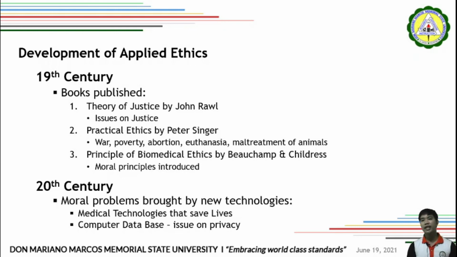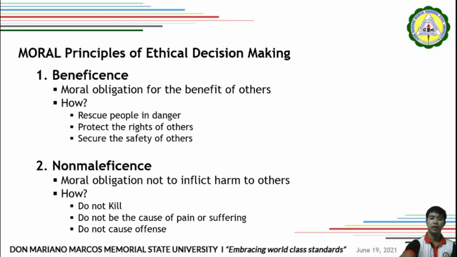And then, suddenly, marami ng mga philosophies, marami ng mga ideas na lumalabas in response to the moral problems brought by different aspects or concepts like mga technologies, etc. So, there are moral principles of ethical decision making. Paano ba tayo mag-decide or paano ba tayo mag-iisip para maging ethical yung behavior natin? Number 1, the principle of beneficence. So, ang principle of beneficence na tinatawag natin is moral obligation for the benefit of others.